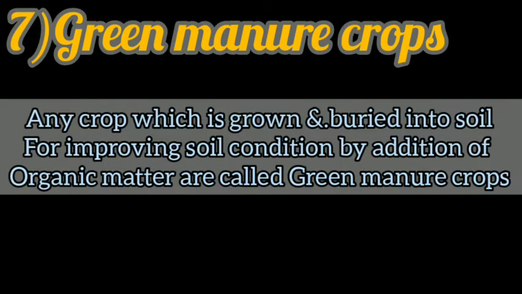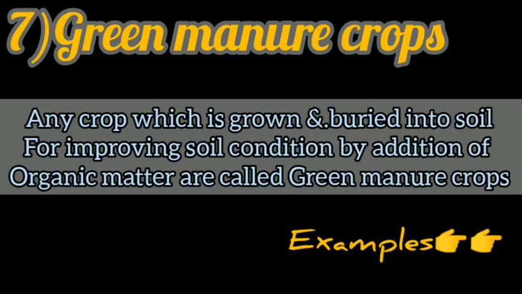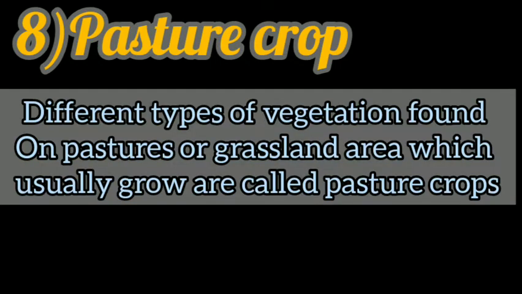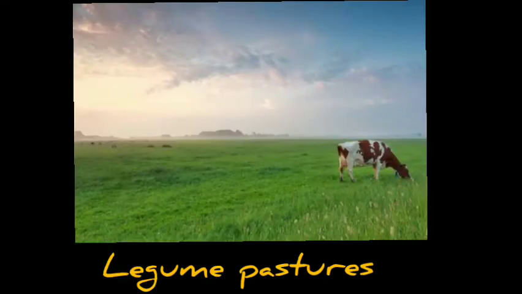Seventh one, green manure crops. Any crop which is grown and buried into soil for improving soil condition by addition of organic matter are called as green manure crops. Examples: sun hemp and liricidea. Eighth one, pasture crops. Different types of vegetation found on pastures or grassland area which usually grow are called as pasture crops. Examples: legume pastures.